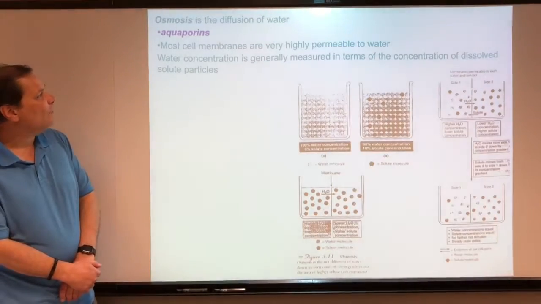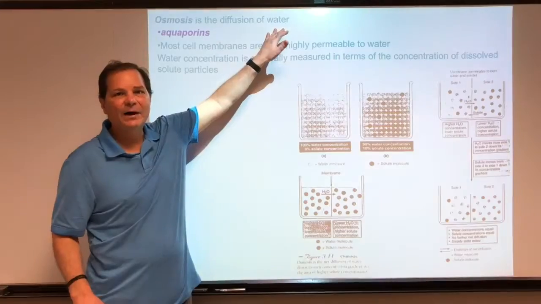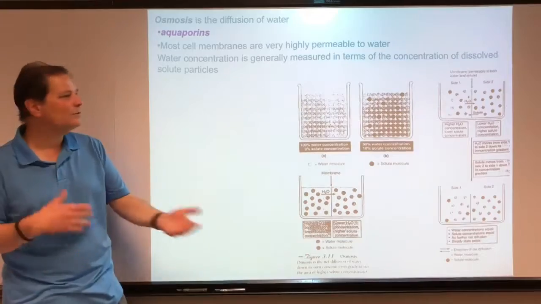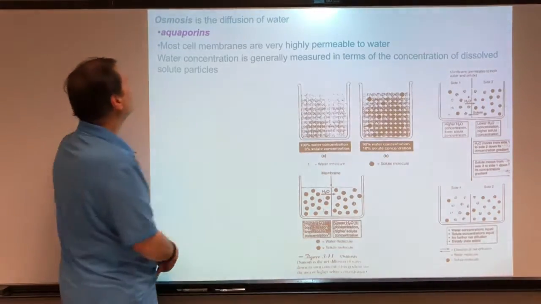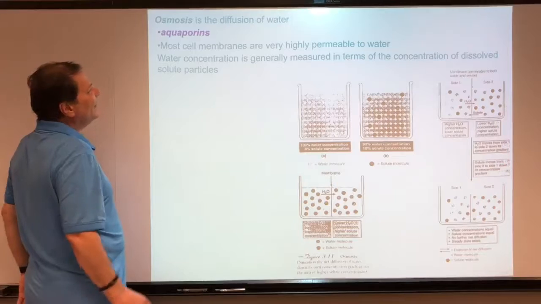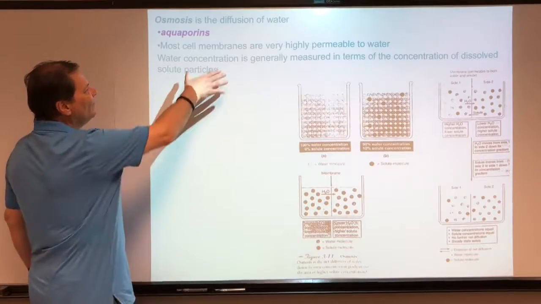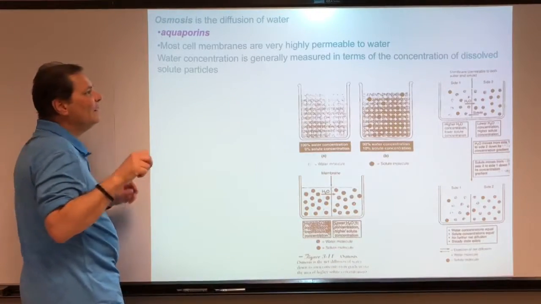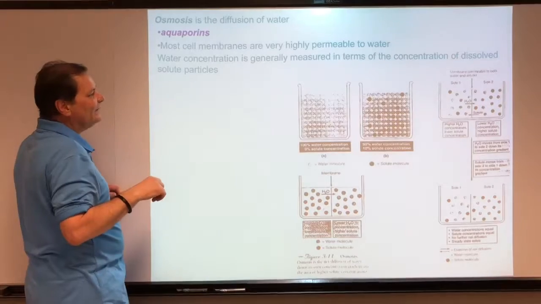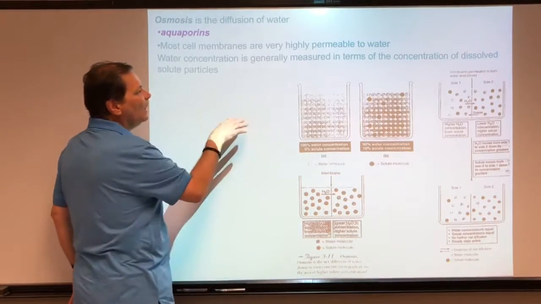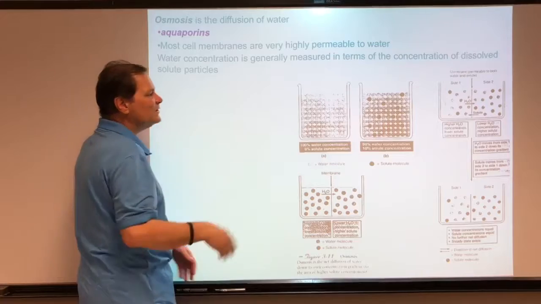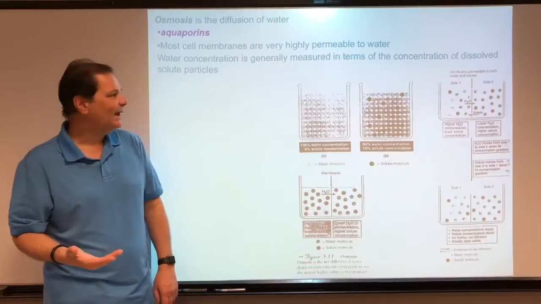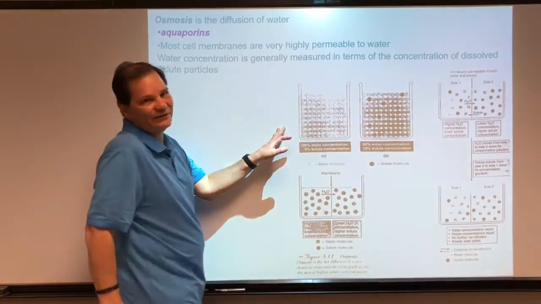So water is no different than any substance in the body. Water diffuses from high concentration to low concentration, just like sodium, just like glucose, just like everything else. The difference in osmosis, and what's special about it, is that we don't generally consider water concentration per se. Instead, we talk about the concentration of dissolved solutes in water. And as you'll see here, it's basically the same thing.